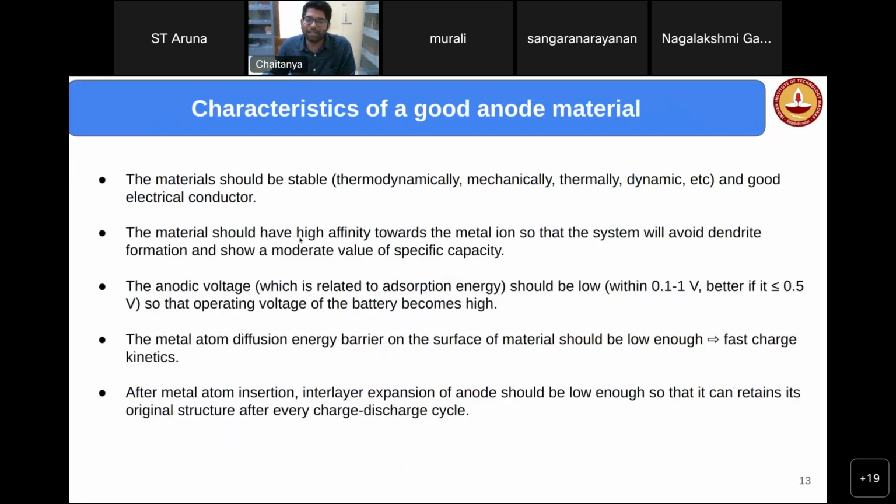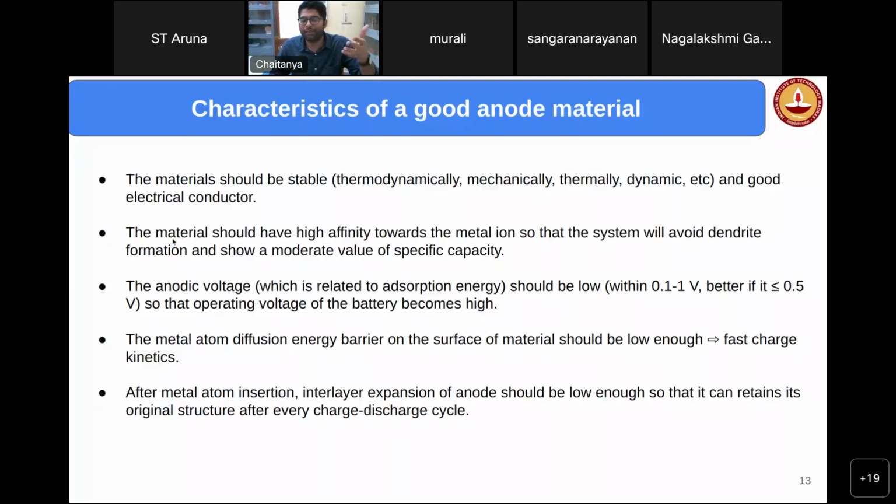The first one is that the material should be stable. When we say stable, it should be thermodynamically stable. It should be mechanically stable. Thermodynamic stability is very important for us. Because we will be repeatedly using these, it should also be mechanically stable, thermally stable, and dynamically stable. Dynamical in the sense that you will be using this lithium or any other particular ion again and again, because you will be charging and discharging and so on. So during this process also, it should be very stable, and it should be a good electrical conductor, because you are considering that as an electrode material in the first place.